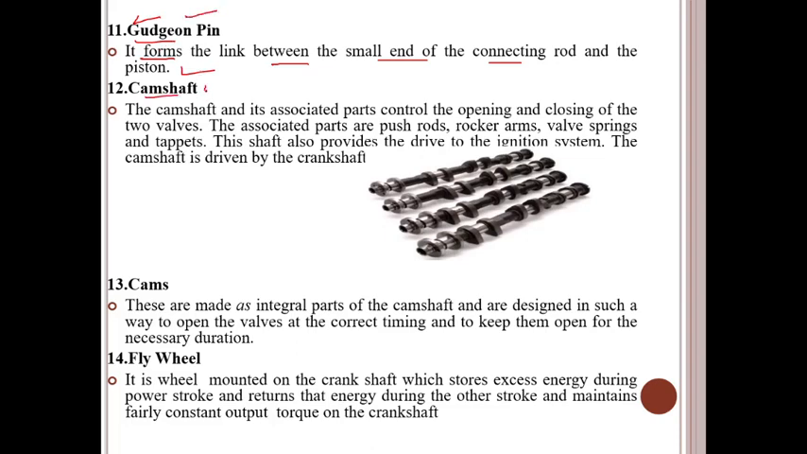Camshaft. The camshaft and its associated parts control the opening and closing of the two valves, the inlet and outlet valves, with the help of this camshaft, guys. The associated parts are push rods, rocker arms, valve springs, and tappets. This shaft also drives the ignition system. The camshaft is driven by the crankshaft. The crankshaft is connected to the camshaft, and the camshaft operates the inlet and outlet valves.